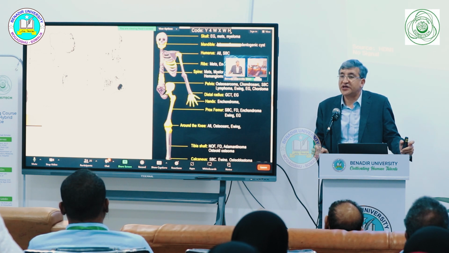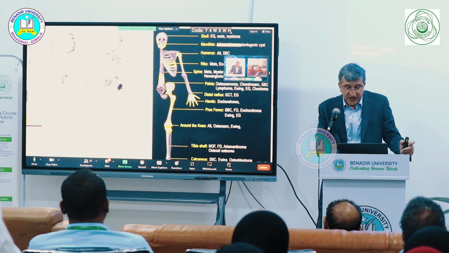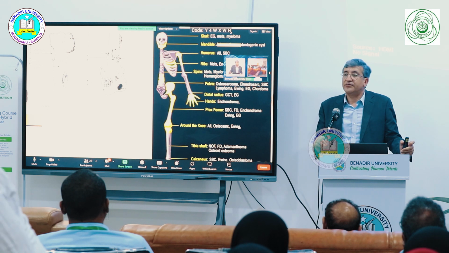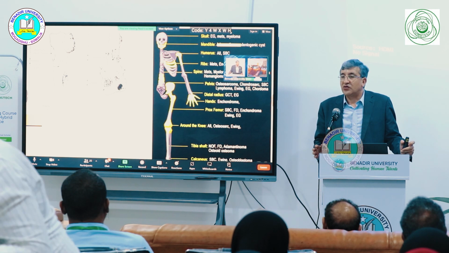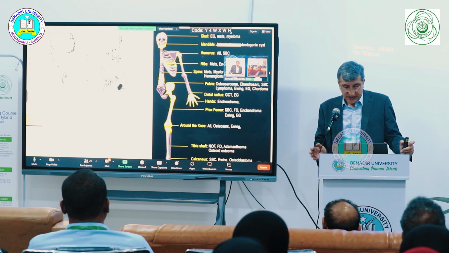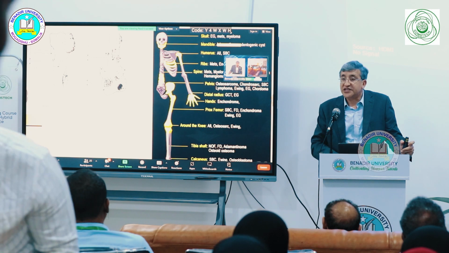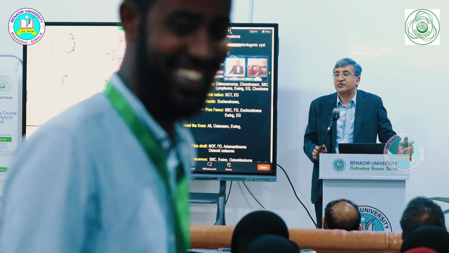Osteosarcoma occurs in which part of the bone? Metaphysis, mostly metaphysis, but 5-6% may occur in the diaphysis as well. And other tumors which occur in the metaphysis are osteochondroma, a benign tumor, and chondromyxoid fibroma. And there is predilection for certain parts of the bone as well.